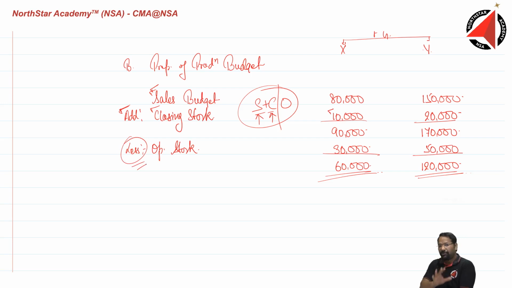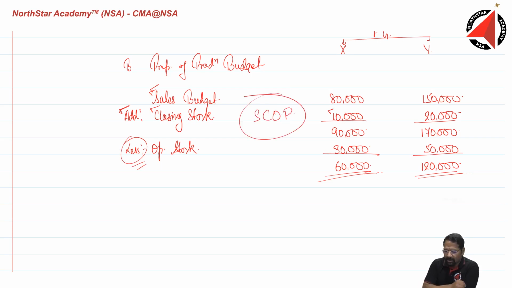So SCO, I want all of you to remember the sequence. Or if you want to remember more, just remember SCOP. Sales plus closing stock minus opening stock, you get what? You get production budget. Will you remember this? SCOP, sales plus closing stock minus opening stock. What do you get? You get production budget.